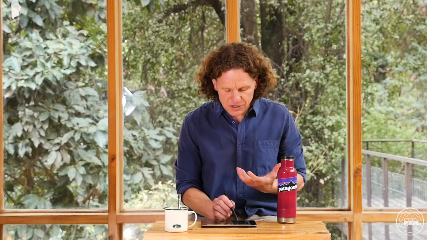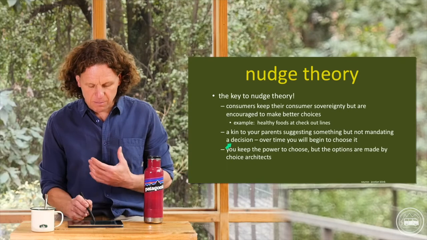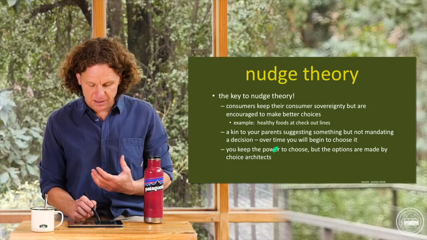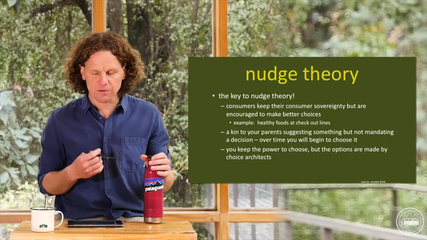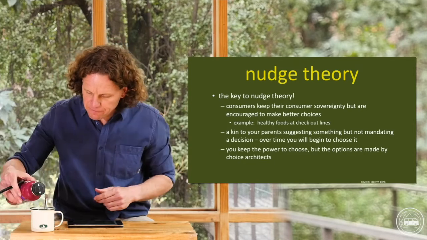And it's sort of akin to your parents suggesting something but not mandating a decision. And over time, maybe you will choose it, right? How often does this happen? I mean, your parents have probably influenced a lot of the decisions that you make. And maybe at the beginning, you didn't really agree with it. You didn't really want to go along with it. But as you got older, you started making decisions more in line with what they nudged you to make. Okay. And so the notion here, right, is that the government is sort of like a parent, nudging their children, the citizens, towards making a better decision.